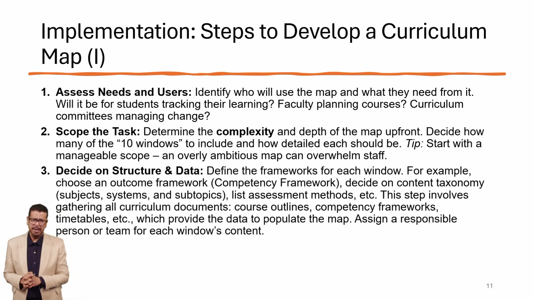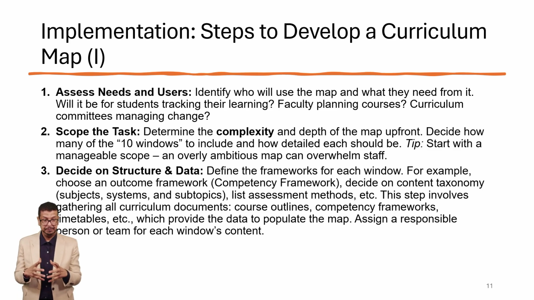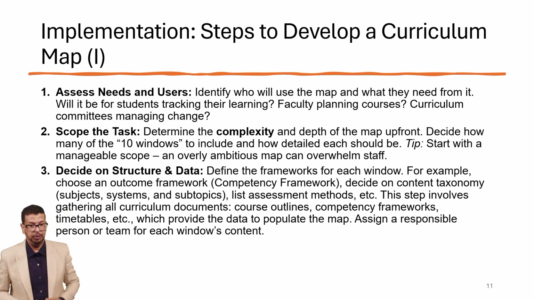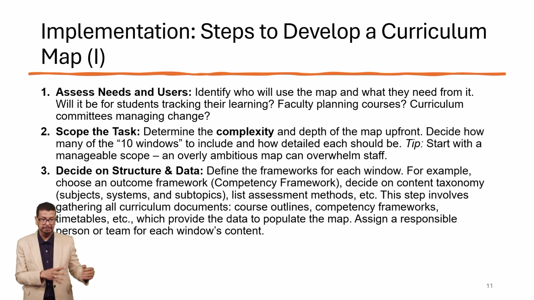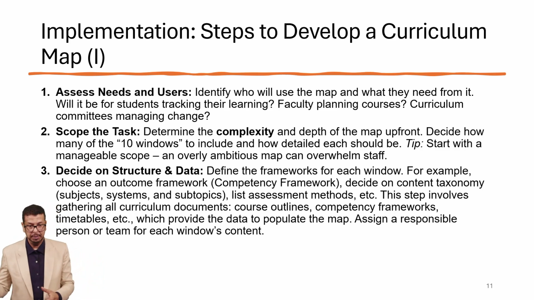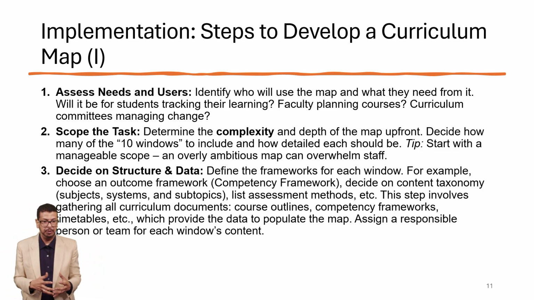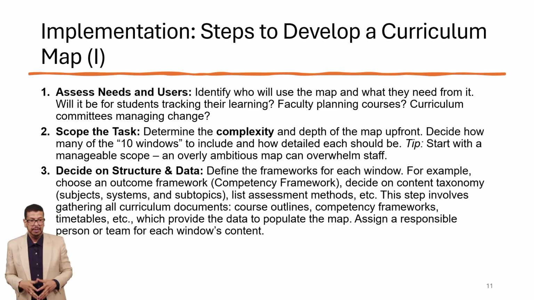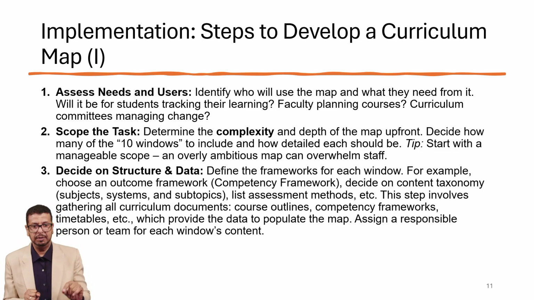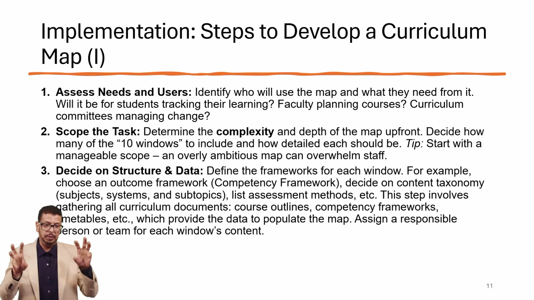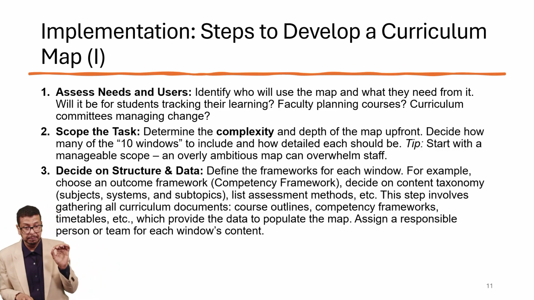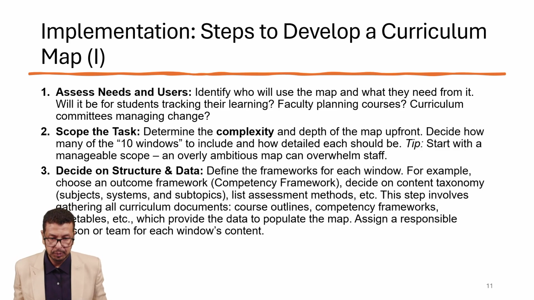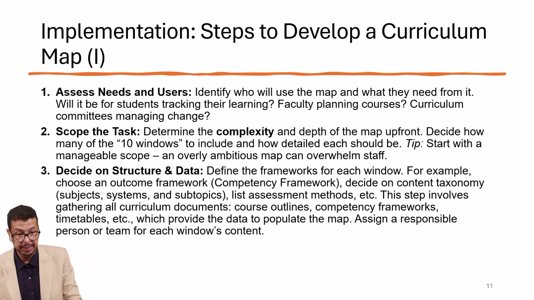Then we need to decide on the structure and data. Define the framework for the window. For example, choose the outcome framework for a competency-based curriculum. Decide on the content taxonomy. Are you using subject, system, or subtopic? List the assessment methods. This step is very important because it involves gathering all curriculum documents, course outlines, frameworks, and timetables, and this will provide data that you can use to populate the map. It's very important to assign a team to do this task.